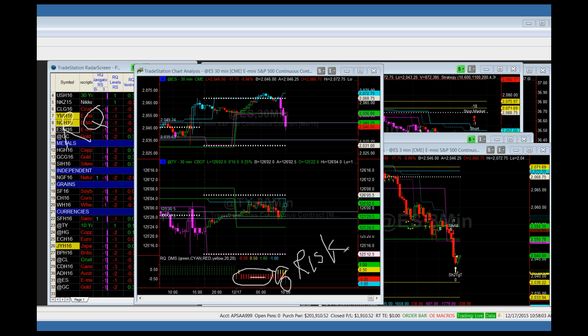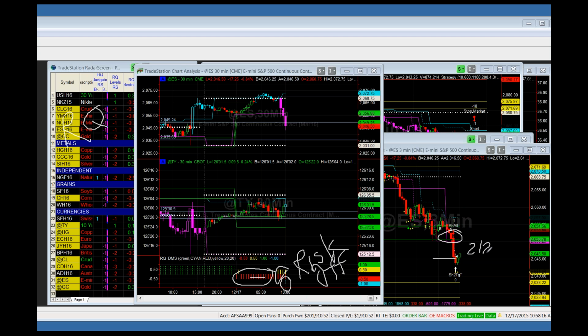All right? Risk off. So under risk off, we want to look to trade what? Short the risk assets. And there's your short. Here's where it covered. And per contract, this was good for 212 bucks.